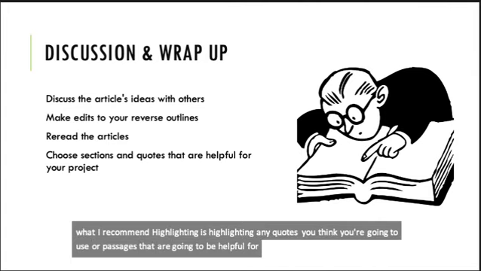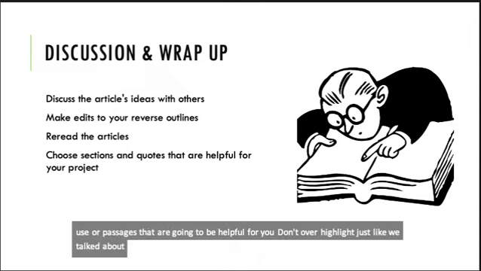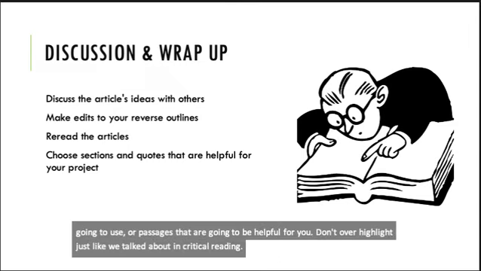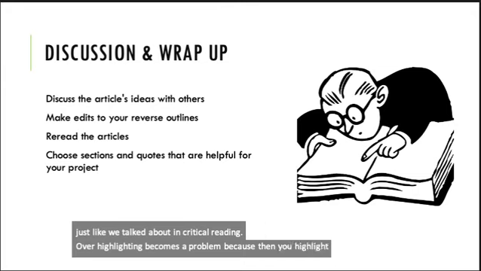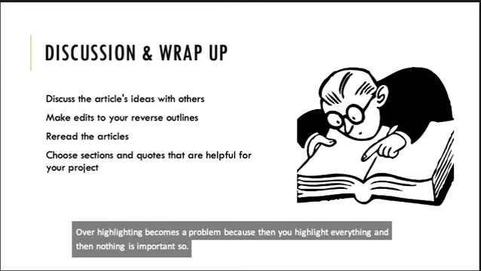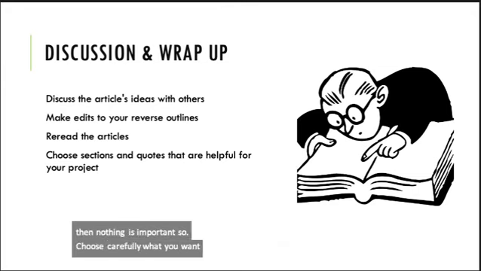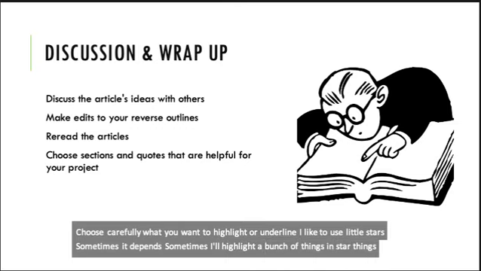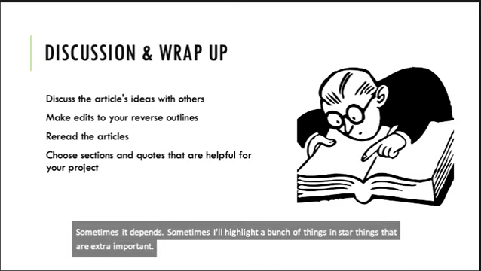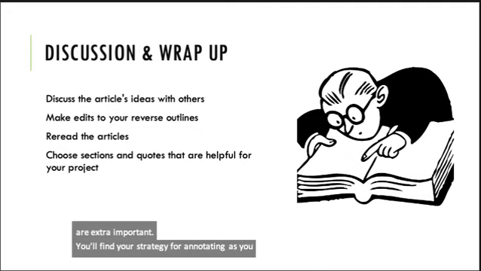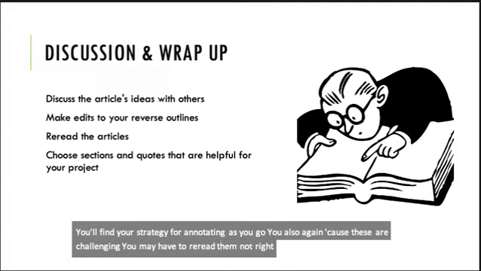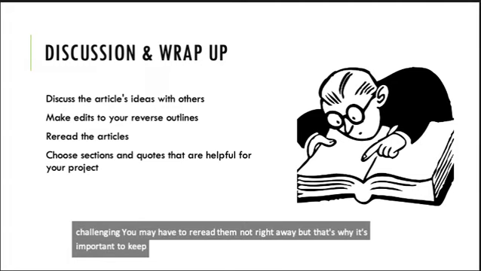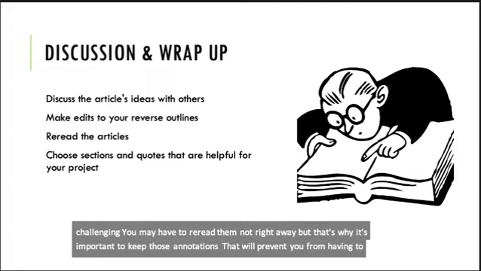Don't over highlight, just like we talked about in critical reading. Over highlighting becomes a problem because then you highlight everything and then nothing's important. So choose carefully what you want to highlight or underline. I like to use little stars sometimes. It depends. Sometimes I'll highlight a bunch of things and star things that are extra important. You'll find your strategy for annotating as you go. You also, again, because these are challenging, you may have to reread them, not right away, but that's why it's important to keep those annotations, because that'll prevent you from having to reread the whole thing. You can just read your annotations.